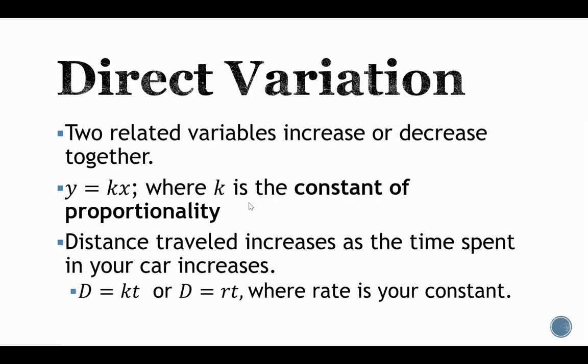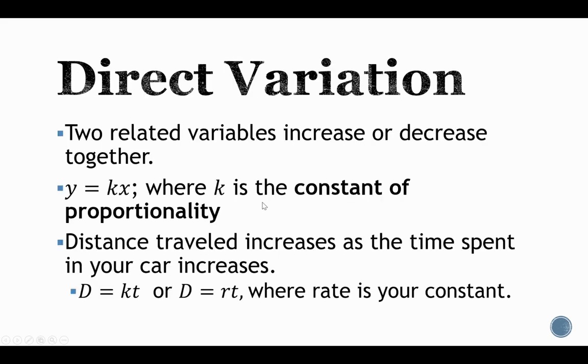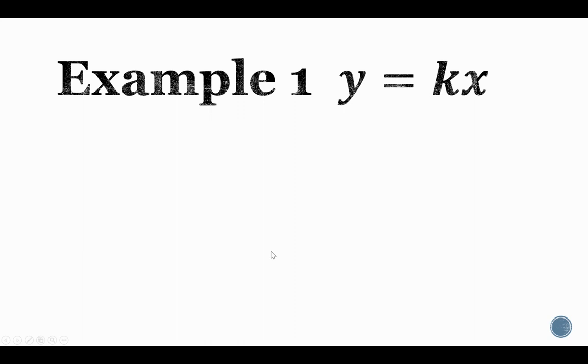Here's an example. Distance traveled increases as the time spent in your car increases. So D equals KT, and we're going to use R instead because that's your rate. So D equals RT, and we can see that as we increase the one, the other is going to increase. So if we make the R bigger, no matter what the T is, D is going to increase. Same with it, make the T bigger, no matter what R is, D is going to increase. So this is a proportional and direct variation. Here are a couple examples.